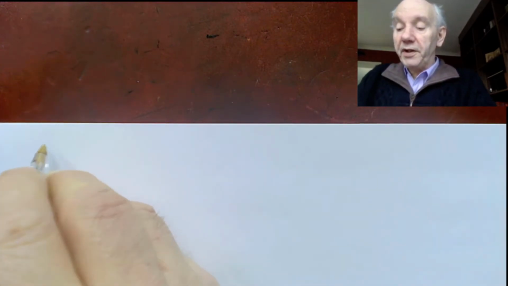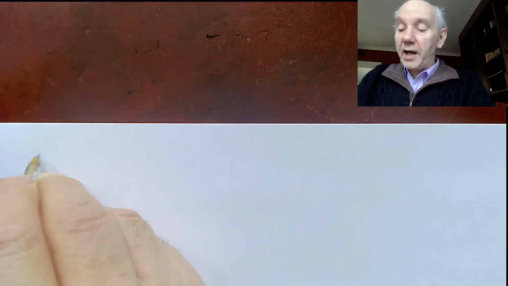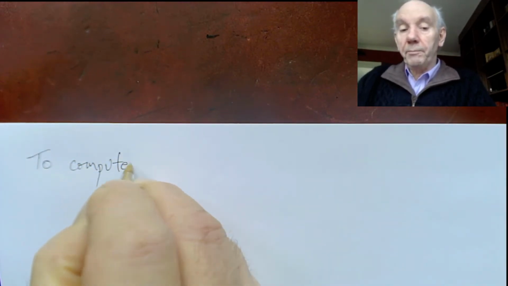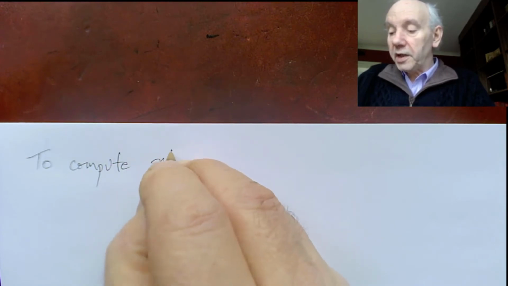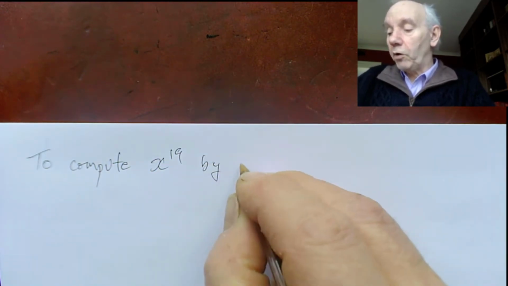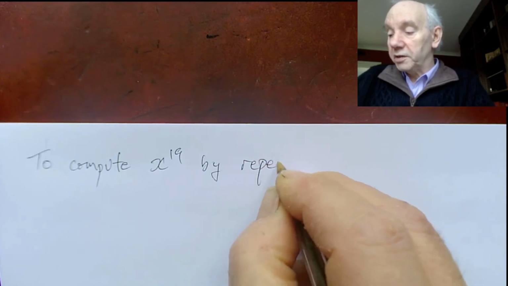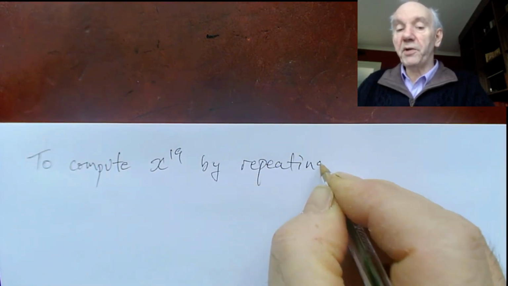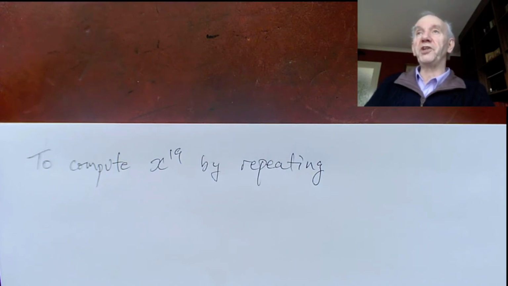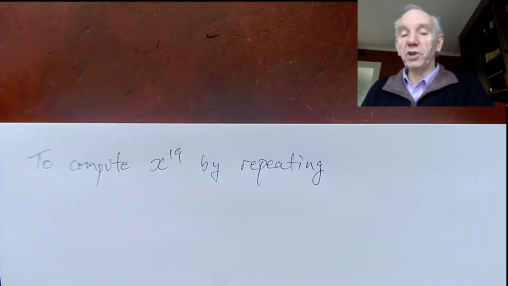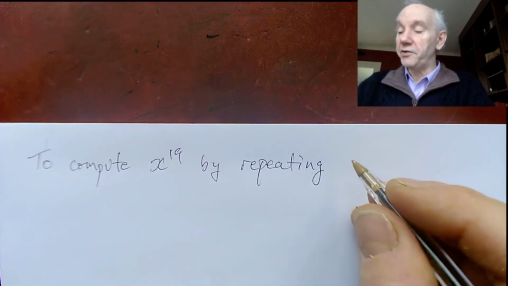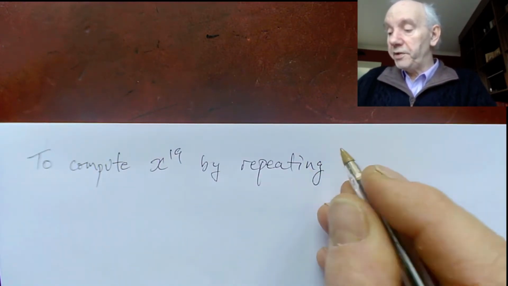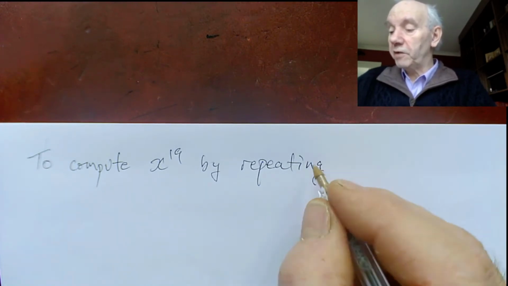So let me remind you what we're doing here. We're going to compute x to the power 19, where x is just some integer or some number, by this method of repeated squaring. Exponentiation means raising a number to some power. It doesn't necessarily involve the constant e. Exponentiation by repeated squaring.